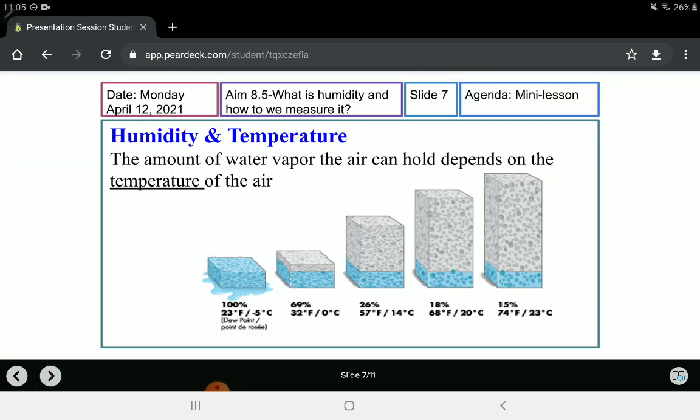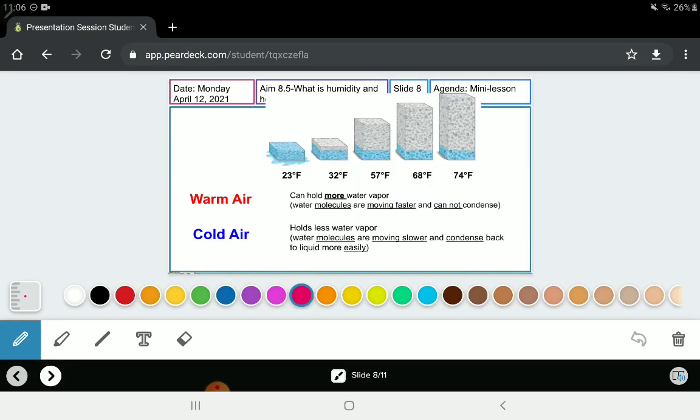The reason why this is, I kind of skipped ahead, but that's okay. I like to talk about them together. The amount of water vapor the air can hold depends on the temperature of the air. We did talk about that in the last slide. Let me explain why on the next slide. Oh, you can't write on this slide anyways. Oops. Oh well. Good thing I talked about it on the last slide.